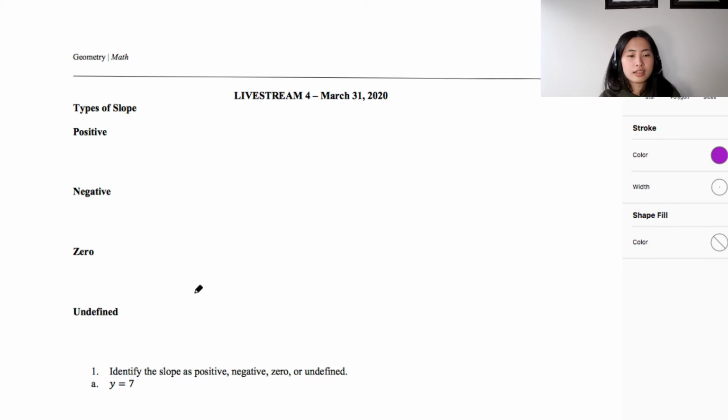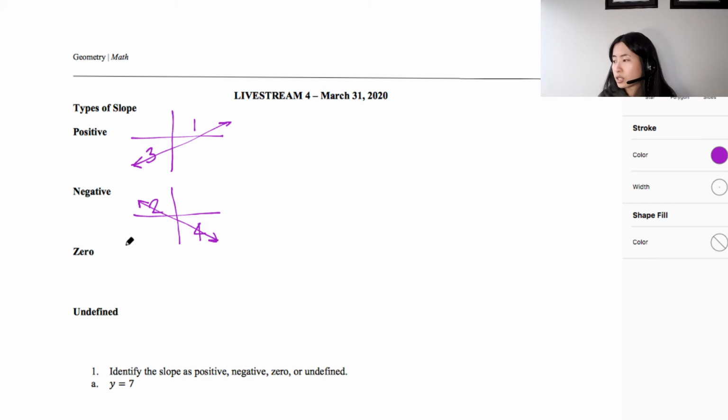Okay, so first maybe we can define what it means to be a positive slope, a negative slope, zero, and undefined, right? So we all know by now that if you have a positive slope, you need to look something like this. So this is your X and Y axis, and this is your quadrant 1, 2, 3, and 4. So if it's a positive slope, you need to be found in quadrant 1 and quadrant 3. Does that make sense? And when you have a negative slope, you need to be found in quadrant 2 and quadrant 4.